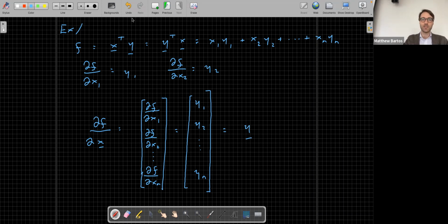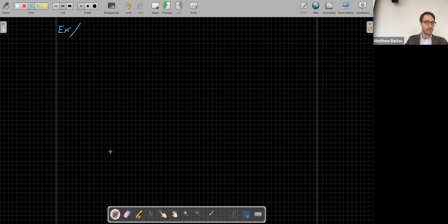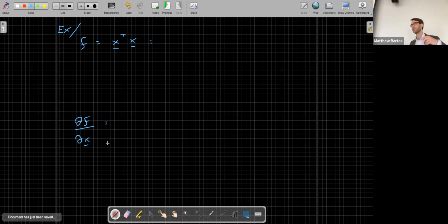Okay, let me have you do a quick example here. Let's look at f is equal to x transpose x. And what I want you to do is tell me what is the gradient of f with respect to x. I'll give you about 30 seconds or about a minute to figure that out. And if you know the answer, you can just volunteer it, okay?